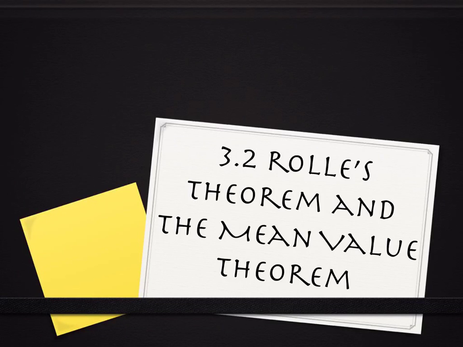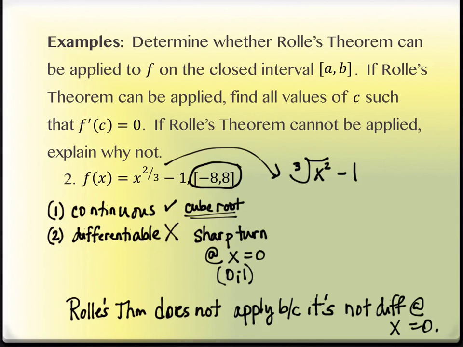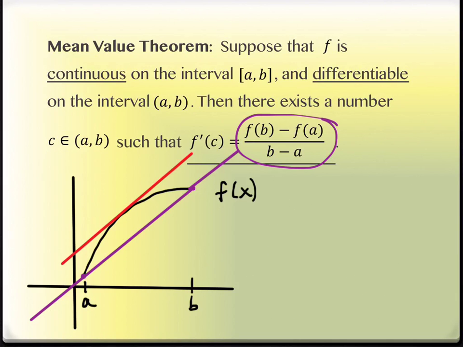Section 3.2, Rolle's theorem and the mean value theorem. Last time we had gotten to the point where we had just briefly introduced the mean value theorem. We talked about the fact that it is a more generalized case of Rolle's theorem. And in fact, if we let f of a and f of b equal each other, which is one of the conditions in Rolle's theorem, then this formula, f prime of c equals this ratio, becomes equal to 0, and it turns into Rolle's theorem.